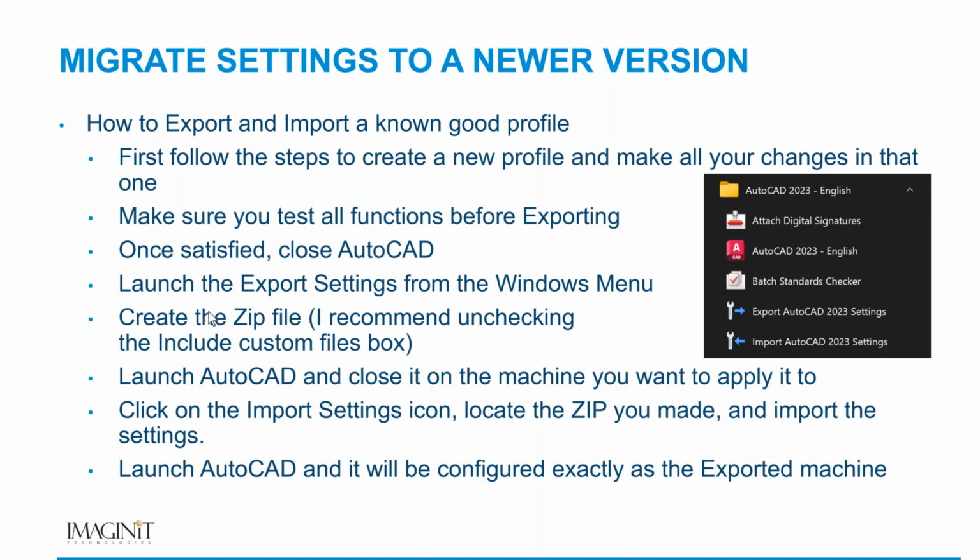I can help. So we launch the export settings, and then once we create the zip file, and I'll show you this box here in just a second, we launch AutoCAD, we close it on the machine you want to apply it to because we have to launch it one time to populate it. Then we go in, we find our import settings, we locate the zip file you made, import the settings, launch AutoCAD, and it will be configured exactly as the machine you exported from.